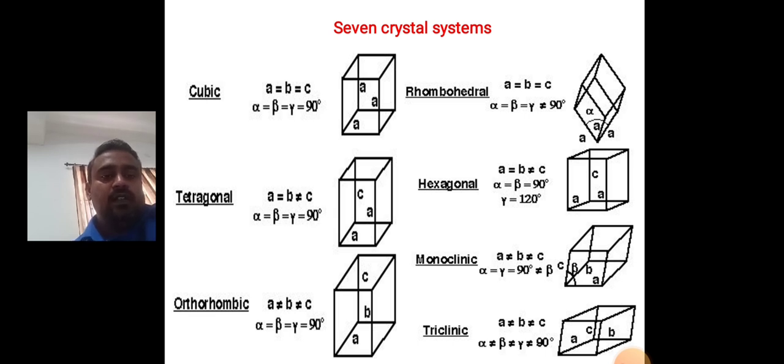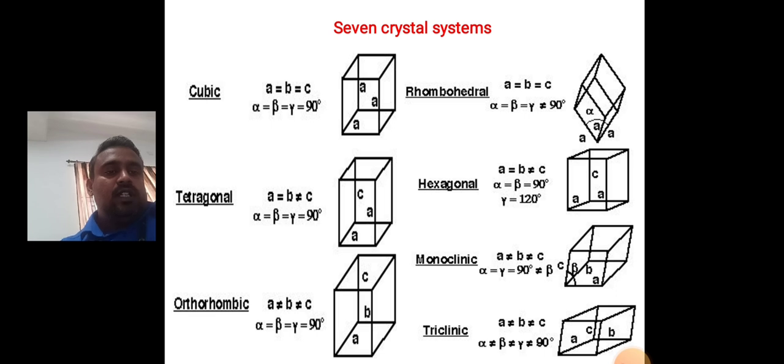Then orthorhombic: the interaxial lengths a, b, c are all not equal, and the interaxial angles alpha equal to beta equal to gamma equal to 90 degrees. Then rhombohedral: a equal to b equal to c, and alpha, beta, gamma all equal but not equal to 90 degrees. In hexagonal, the axial lengths a equal to b but not equal to c, alpha and beta equal to 90 degrees, and gamma equal to 120 degrees.